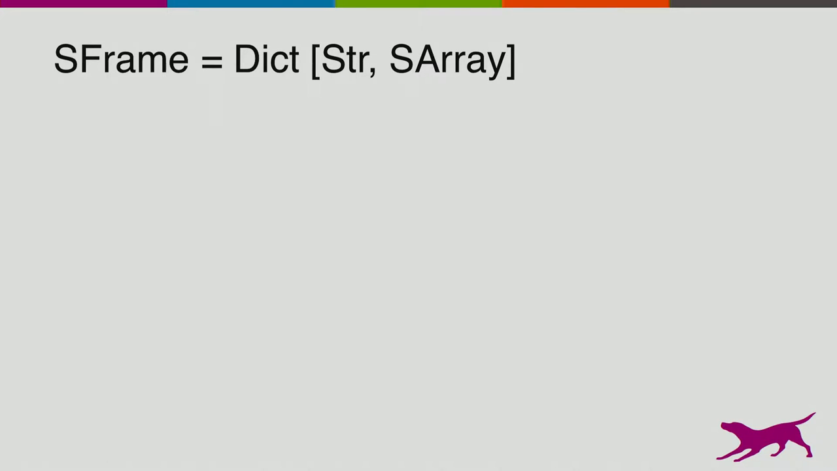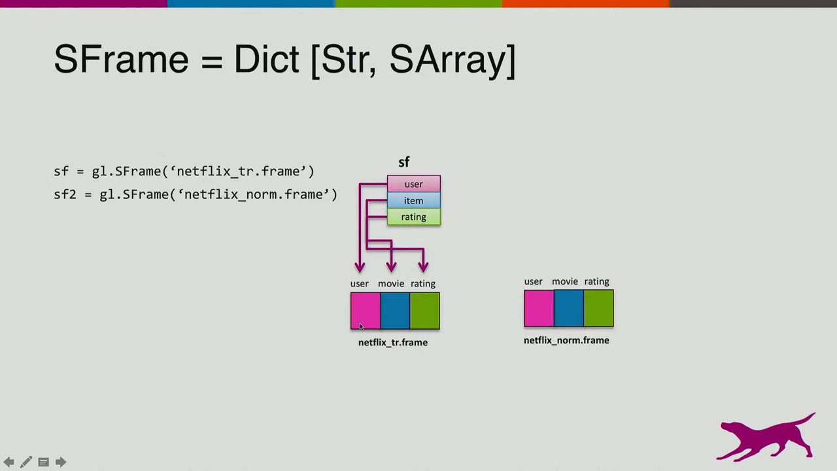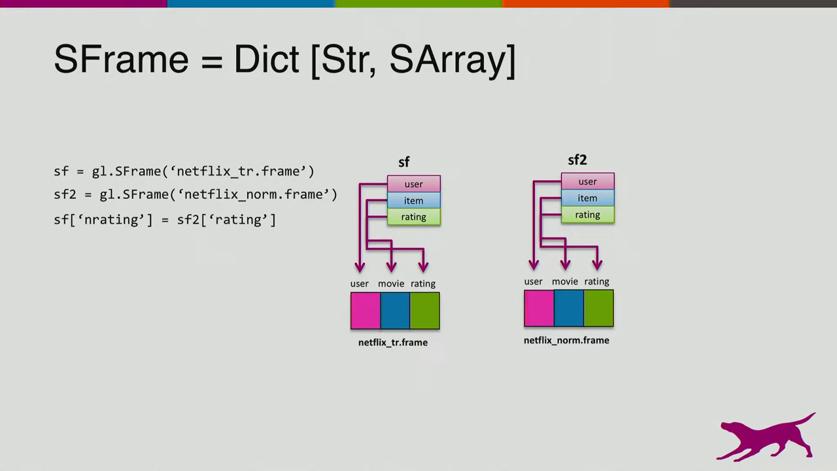So knowing what an SArray is, the concept of SFrame is simply a dictionary which maps your column name to the SArray. So this is the internal representation. You have an SFrame with three columns. User column points to the SArray, which stores the data for user ID, similar for movie and rating. Let's have another SFrame, similar, three columns. So if I want to assign a new column in the first SFrame with a column from the second SFrame, all I do is create a new entry in the dictionary and point to the other SArray on disk.